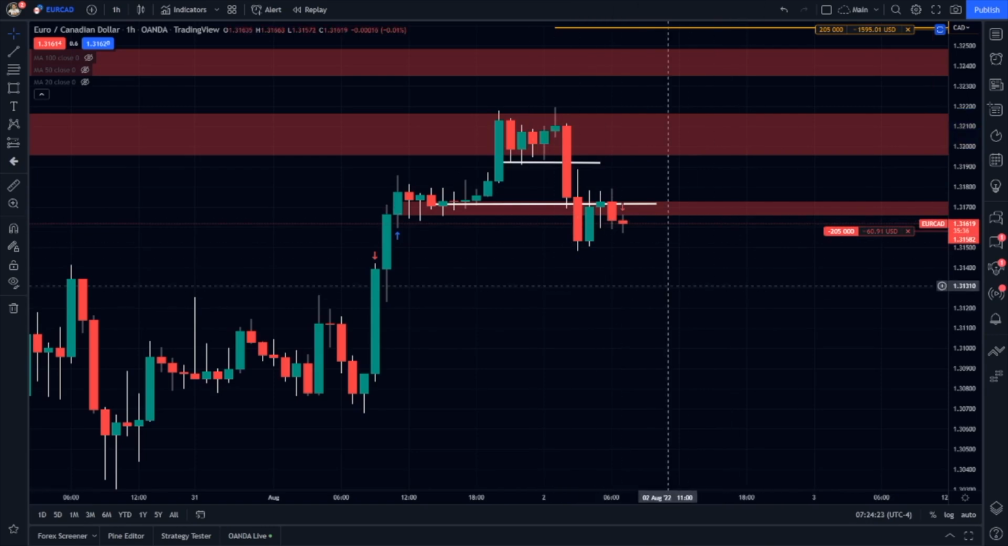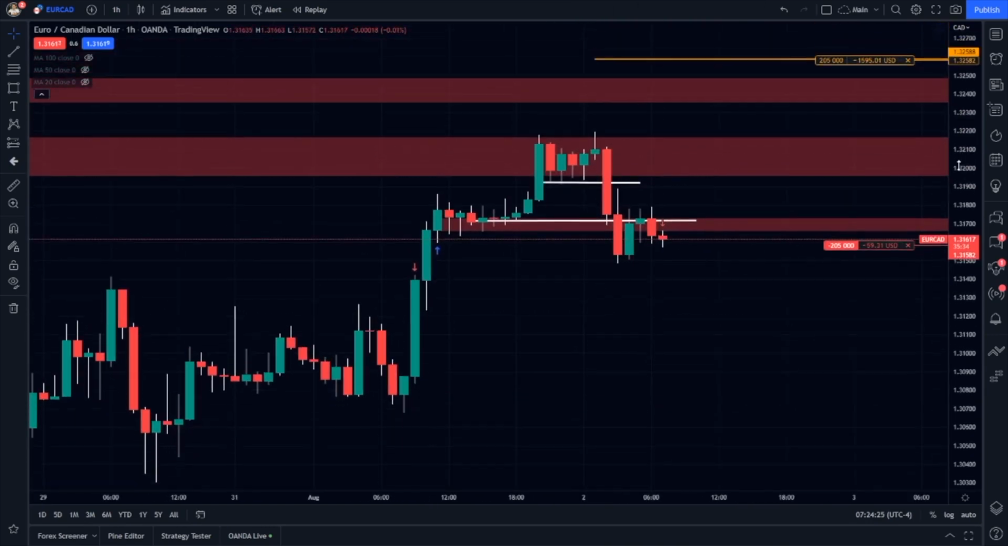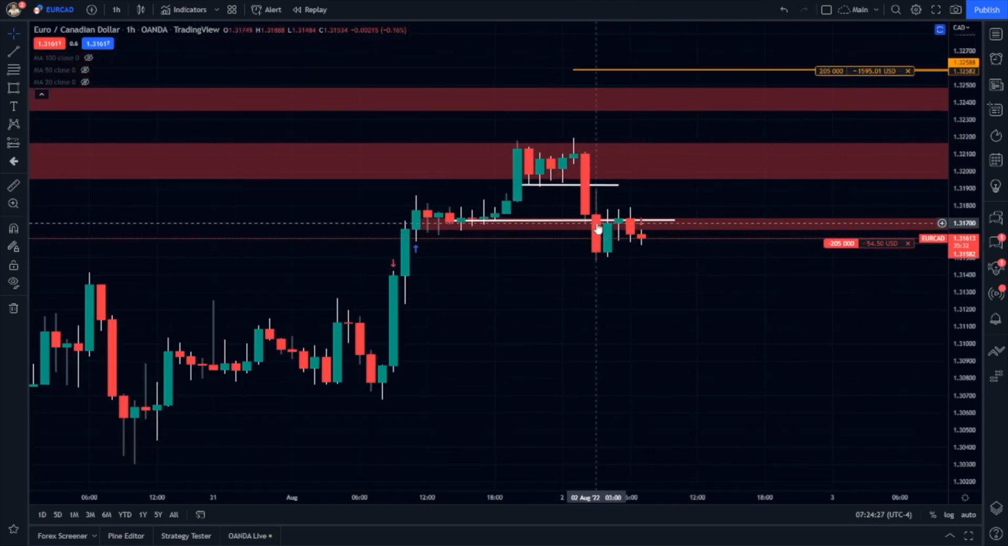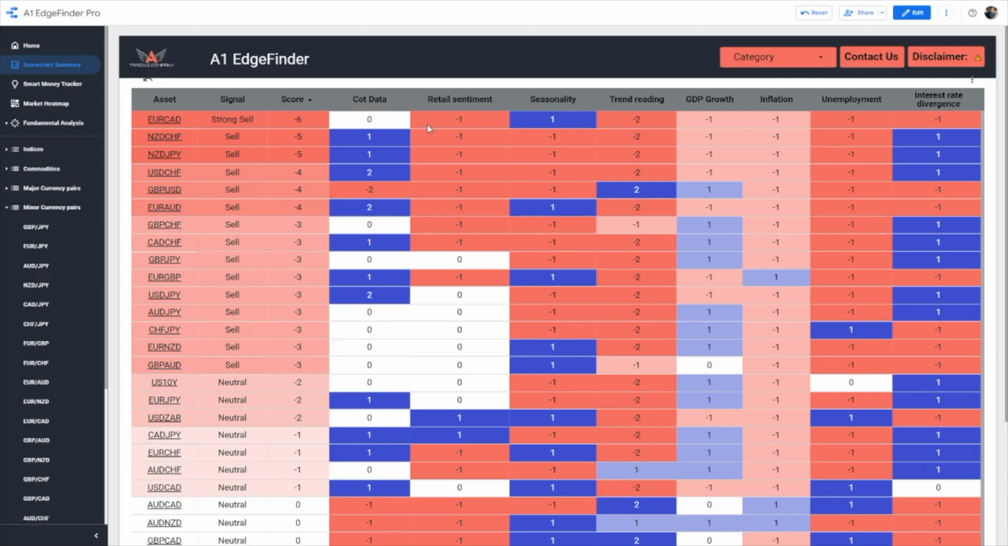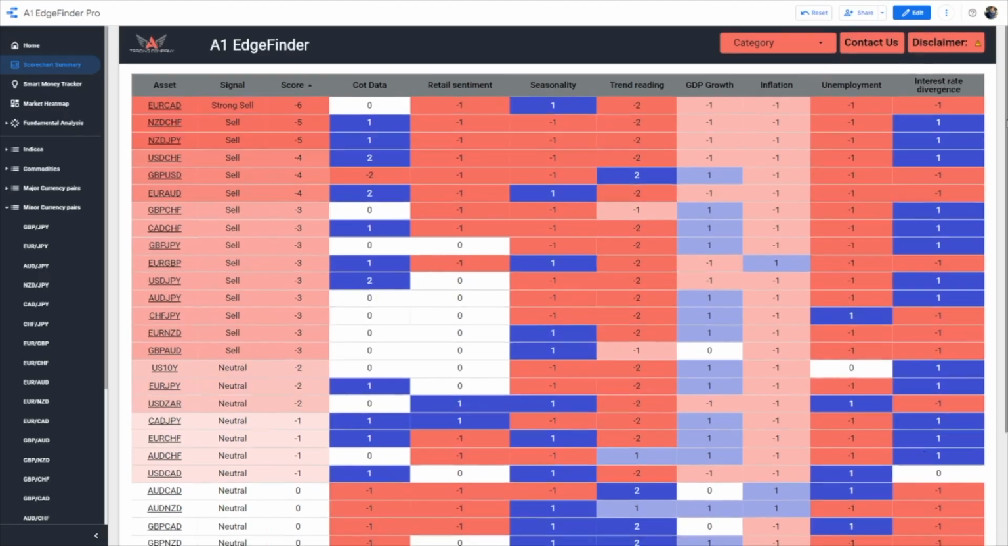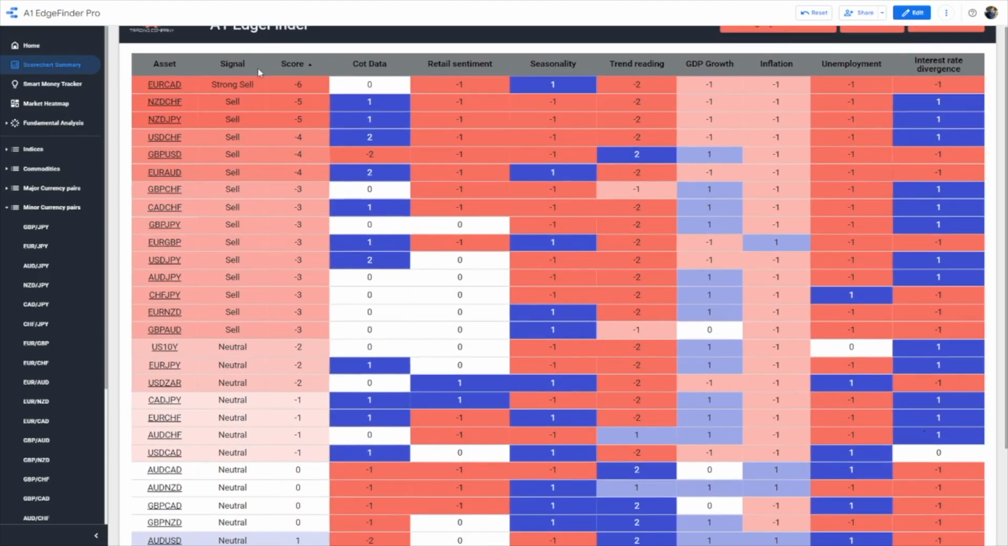Now, before I go into waiting for this trade to make its next move, let me explain one more component to this idea. This morning, what I usually do when I start my trading day is look at the market scanner that our team uses, which is called the A1 Edge Finder. This tool takes several key metrics that many traders, ourselves included, pay attention to.